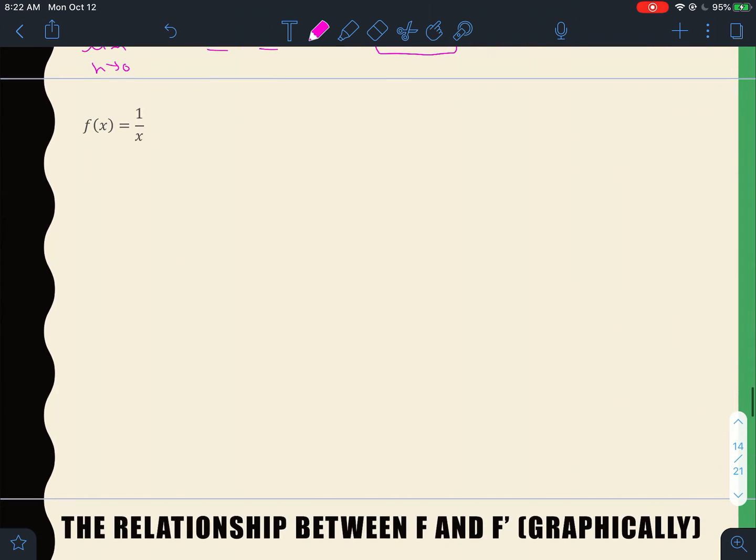All right. Ooh, this one's a little bit different. It is a rational function, so let's find the slope of this guy's tangent line. So the limit as h goes to 0 of (f(x + h) − f(x)) all over h. So this is going to be the limit as h goes to 0 of (1/(x + h) − 1/x) all over h.